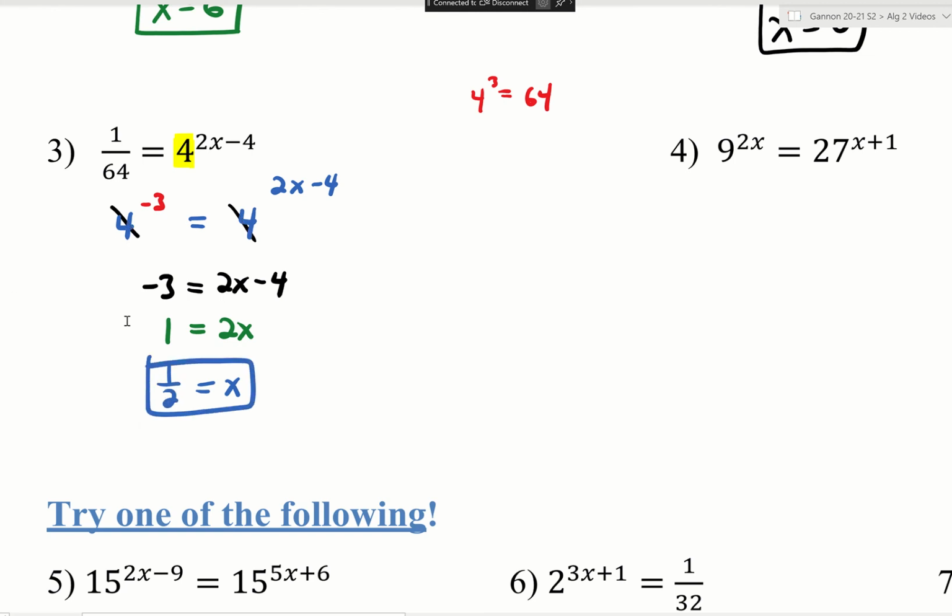Okay. So, something else you've got to think about, but with that 64 on the bottom, 4 to the negative 3rd power becomes 1 over 4 to the 3rd power, which is 1 over 64.